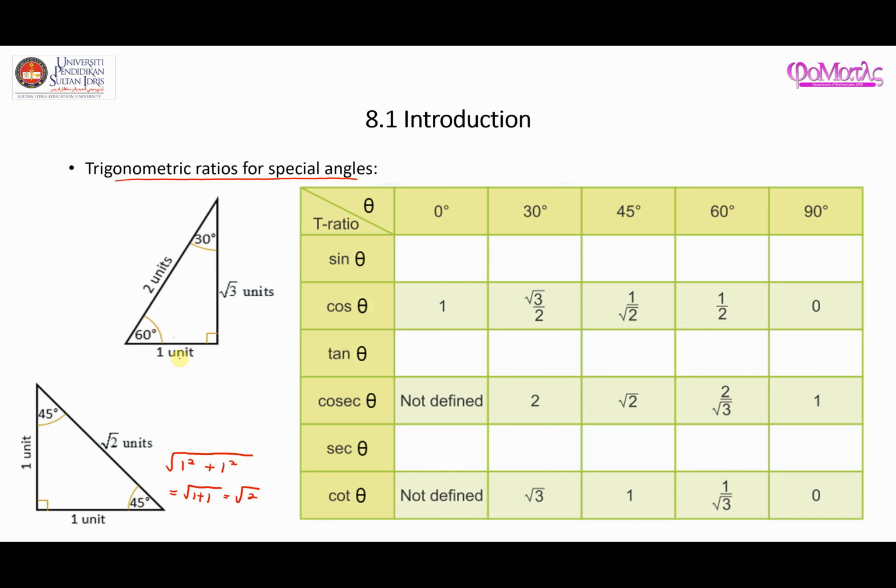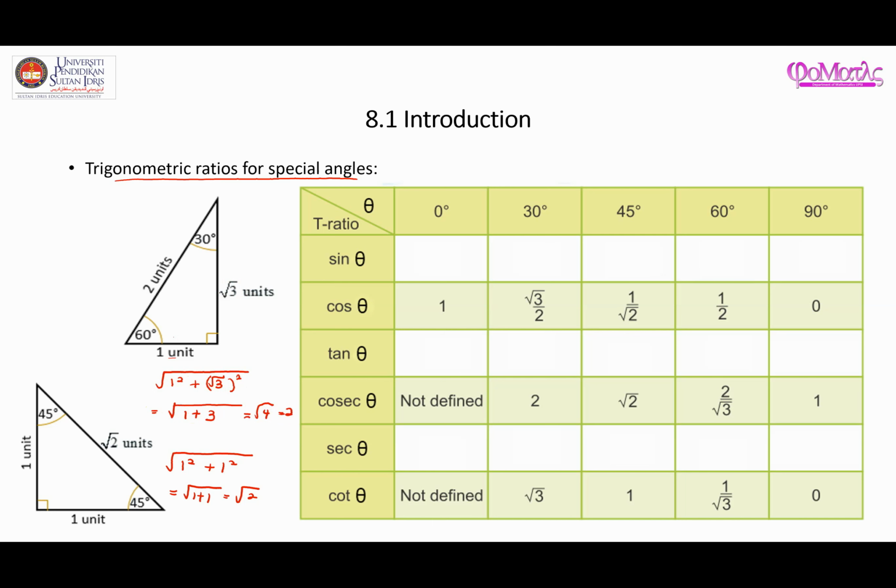And if this is 1 unit and this is root 3 units, you can find the length of the hypotenuse using the Pythagoras theorem. So you take the square root of this one squared plus this one also squared. Next it will be 1 plus 3, and this becomes root 4, which is equal to 2.